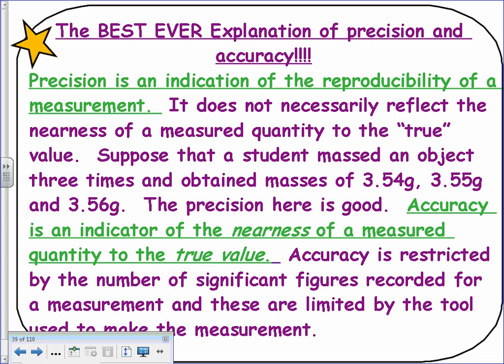So this student has 3.54 grams, 3.55 grams, 3.56 grams. That's very reproducible. They're very close in their measurements. That means they're very precise. But what if I told you the true value is 3.5? What would you say? Very accurate and very precise. What if I told you the true value is 6? Not accurate, but precise. So you just want to be able to verbalize that.